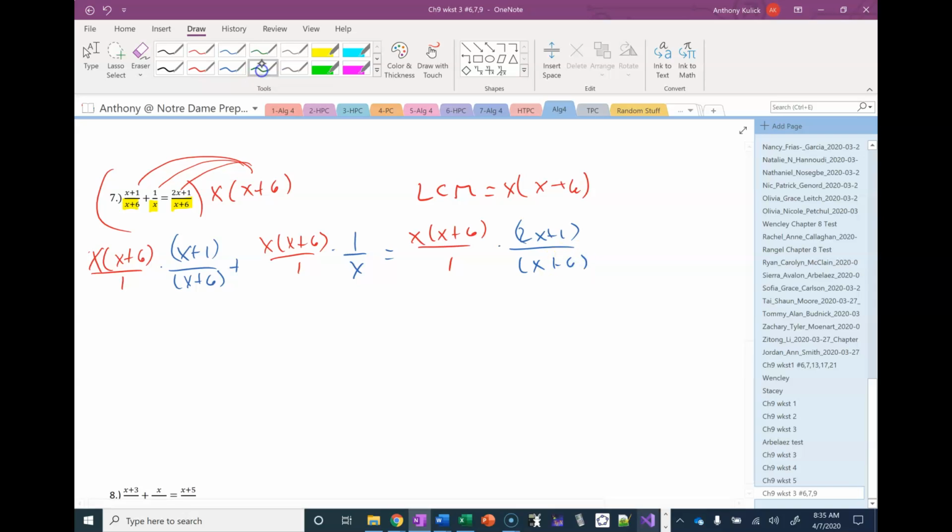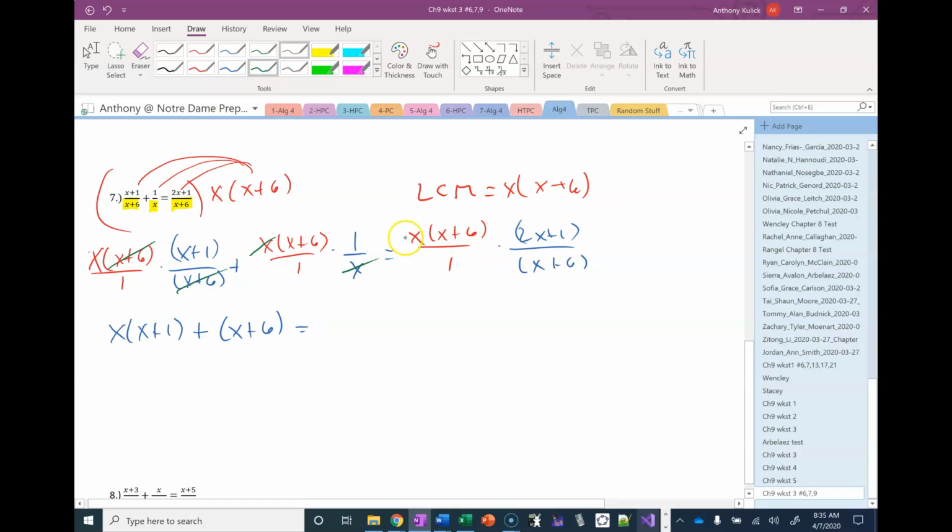And now, just like we did last time, I'm going to multiply this first set of fractions together. I notice the x plus 6's are going to cancel. That leaves me x times x plus 1. Then I'll multiply these 2 fractions together. There I notice the x's are going to cancel. And that's going to leave me with x plus 6.